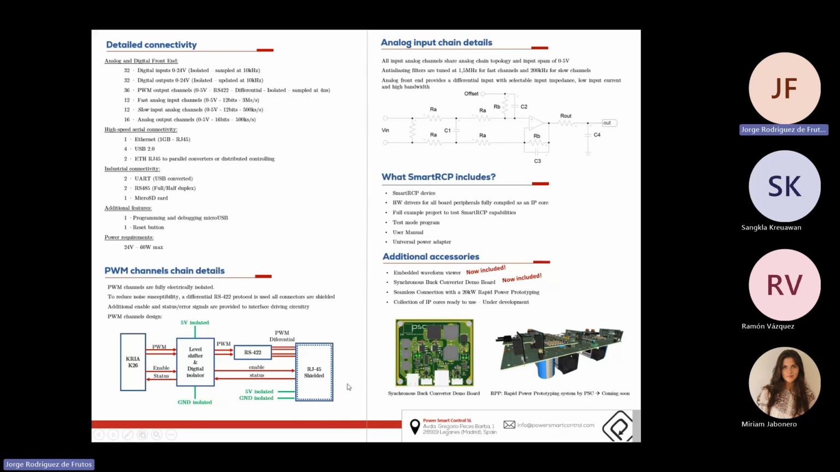This is how the PWM is managed inside a SmartRCP system. There is a level shifter and a digital isolator, and then the gating signals are turned into differential mode and then sent to the Ethernet connector. This is the front end of the analog input channels. It is the very same for the fast and the slow ones. It only differs mostly in the values of the capacitor.